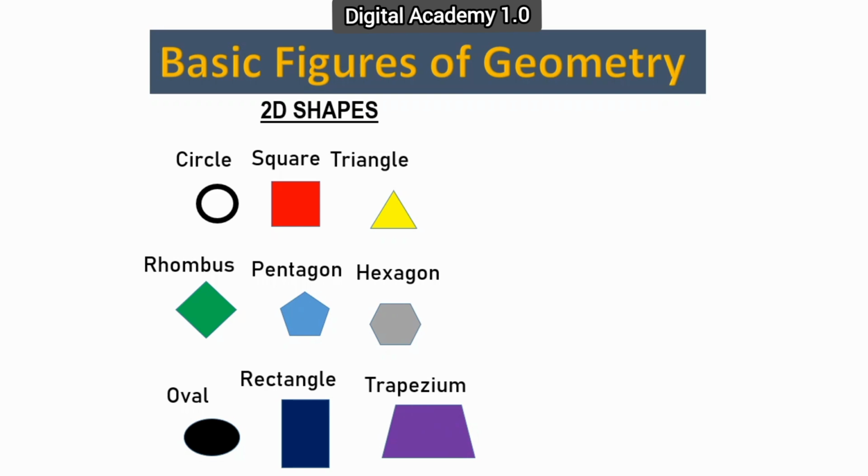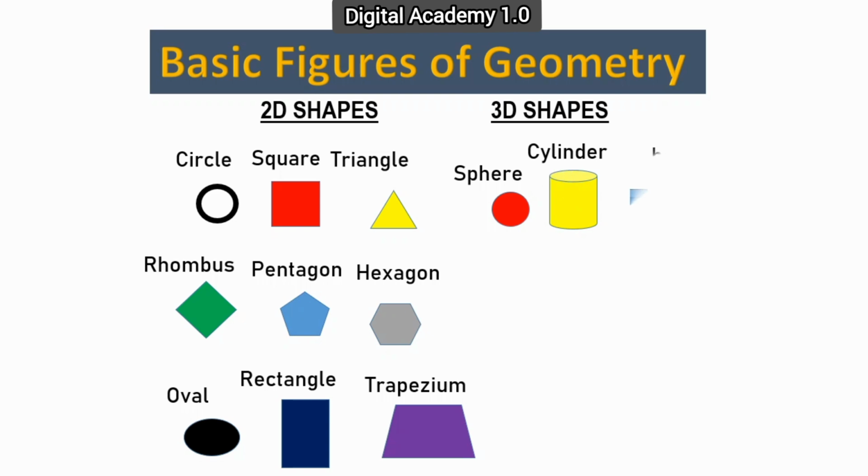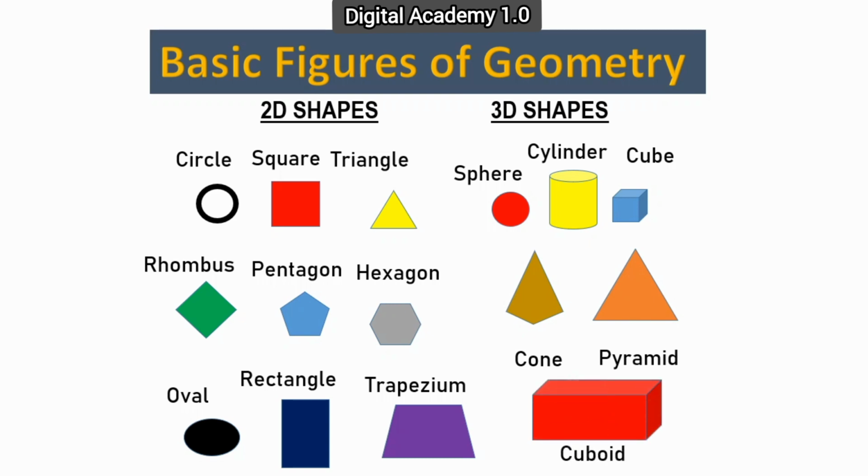Few examples of 3D shapes are sphere. A perfectly round object, like a ball. Cylinder. A solid object with 2 parallel and circular bases connected by a curved lateral surface. Cube. A solid object with 6 square faces of equal size. Cone. A solid object with a circular base and tapering to a point. Pyramid. A 3D shape with a square or triangular base and sloping sides. Cuboid. A solid object with 6 rectangular faces of equal size.